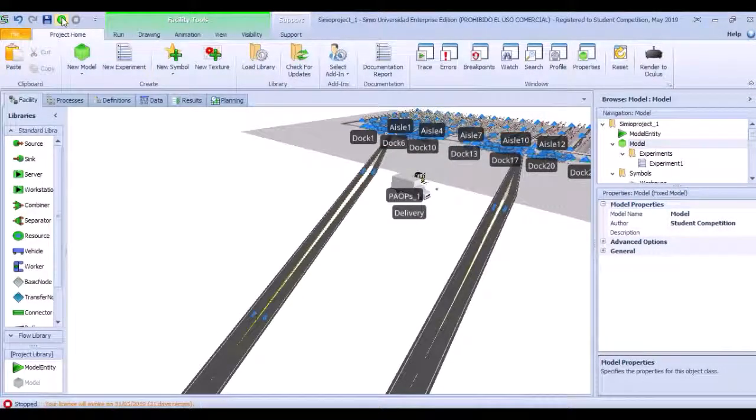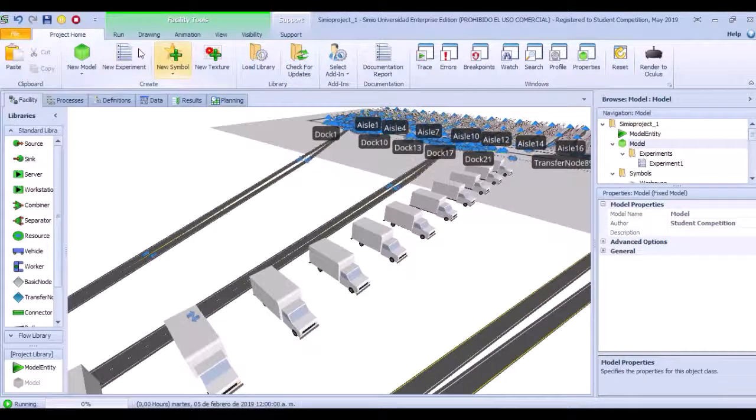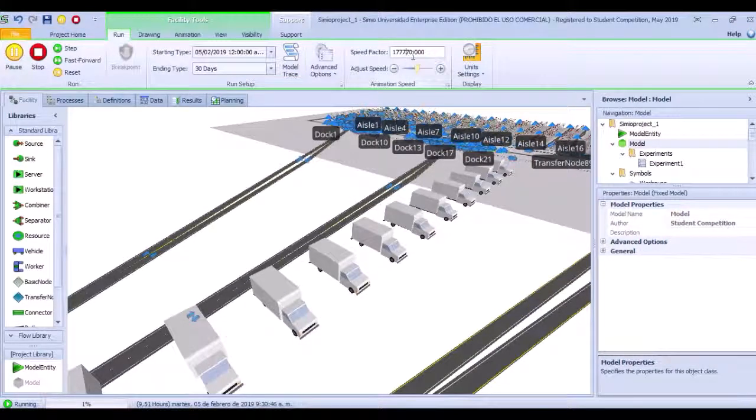So we're going to go ahead and run our simulation and increase the speed, not quite that much.